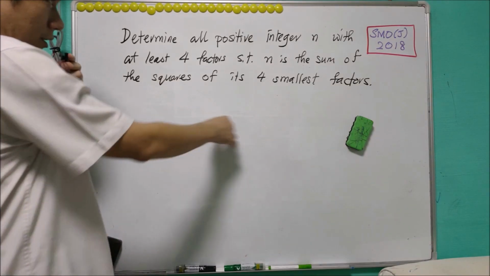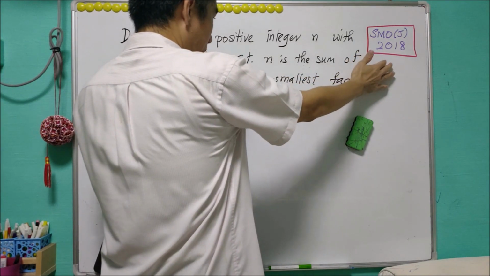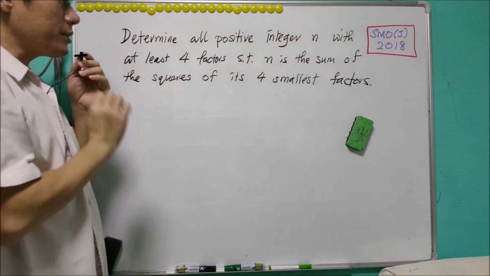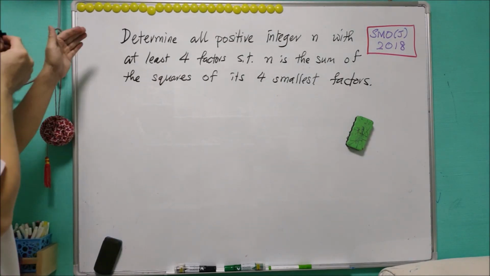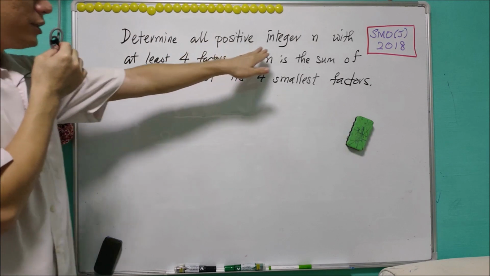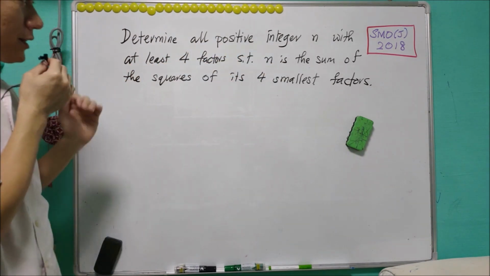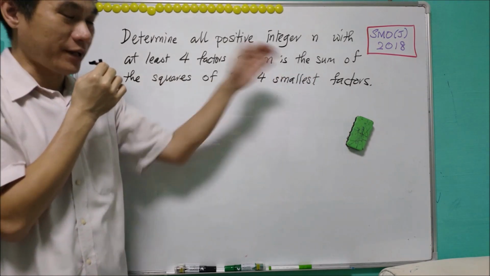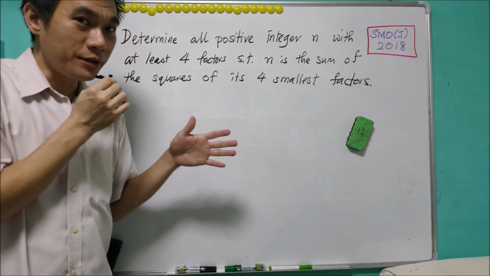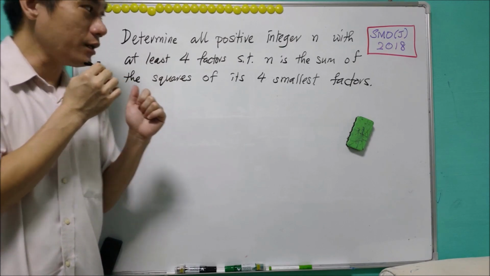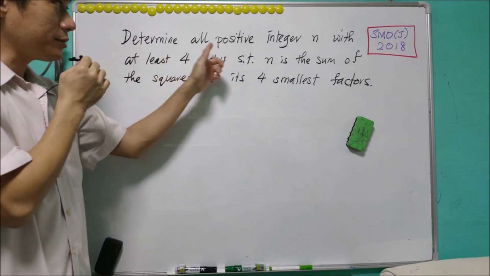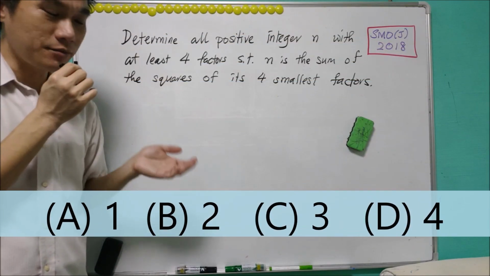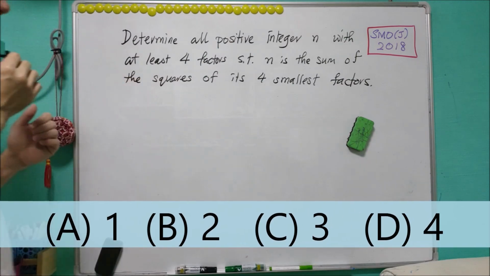For today's question, it actually comes from SMO Junior 2018 Round 2. This is a number theory question, and we are asked to determine all positive integers n with at least 4 factors such that n is the sum of the squares of its 4 smallest factors. So we modify it a little according to the purpose of Problem of the Week: find the number of such positive integers n. The options can be A, 1; B, 2; C, 3; and D, 4.